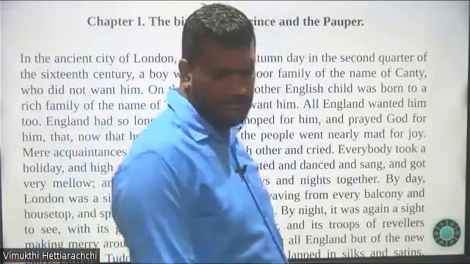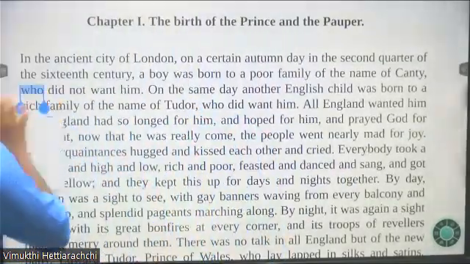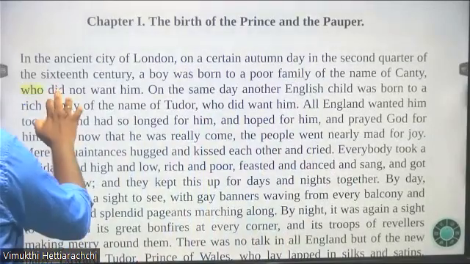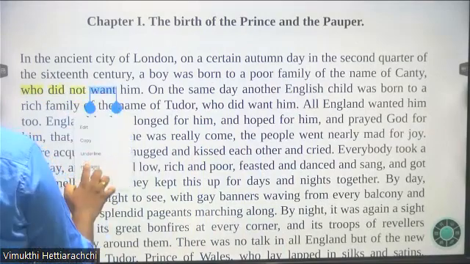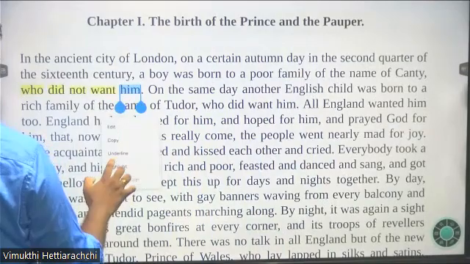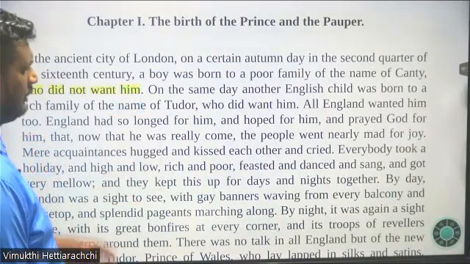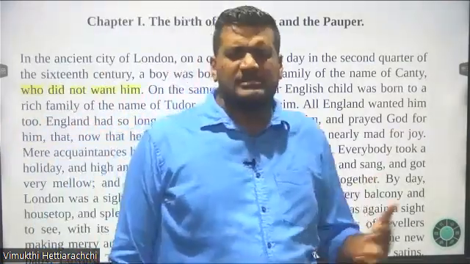Now that is very much important. You have to highlight it, right? So here I will highlight 'who did not want him'. That part is very much important. This particular line clearly shows us children were taken as a burden. So Canty is known to be a burden. His family members never wanted him.